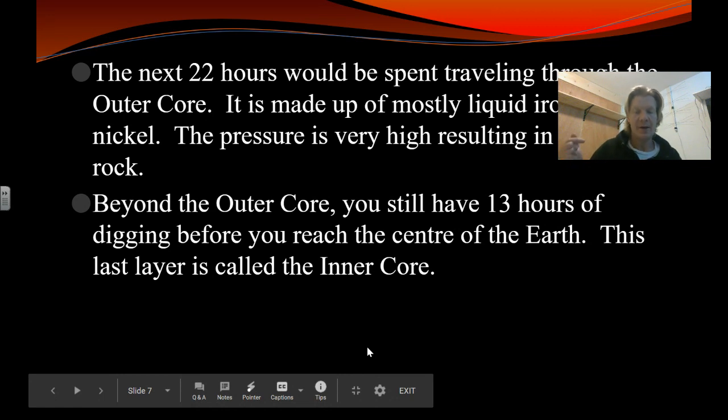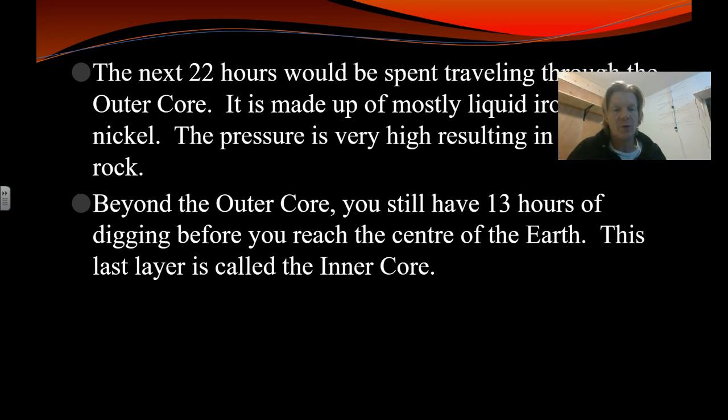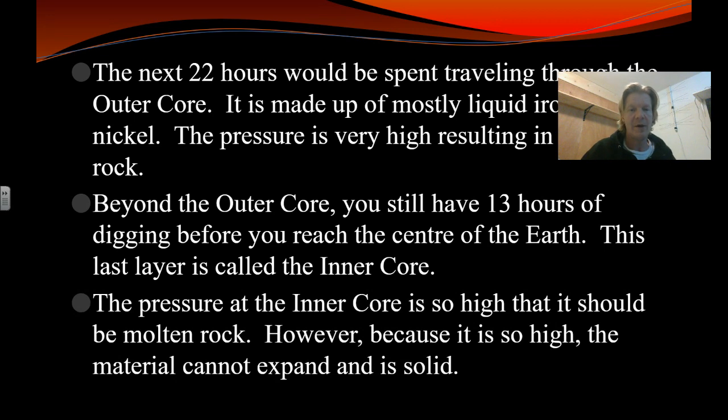Beyond the outer core, or below the outer core, we're moving towards the center. We have 13 hours of digging before we reach the center of the Earth. That's the last layer called the inner core. And this is really interesting because scientists believe, even though the inner core is extremely hot, that it's solid. And you might be thinking, well, how is that possible? If it's hot enough in the outer core to be melting to liquid, how could it be solid in the inner core? The reason is the cause of the melting is actually also the cause of it not being able to turn to liquid. The pressure is so high that it should be molten rock.